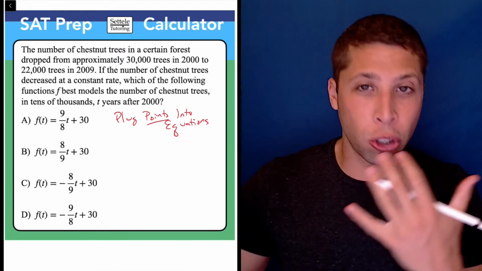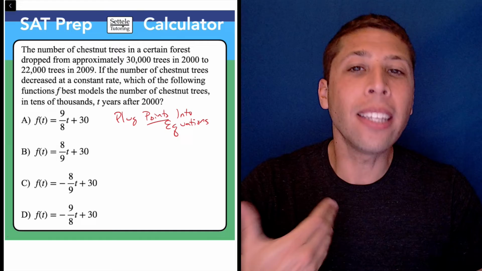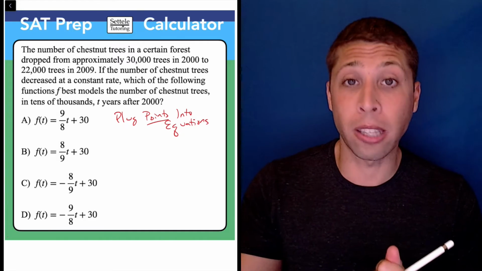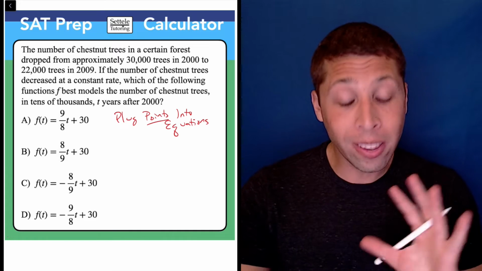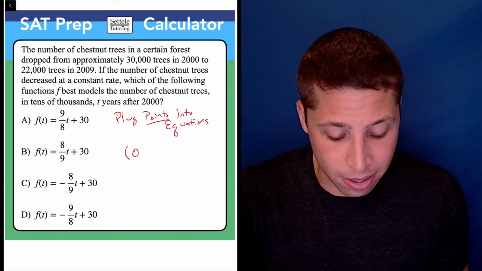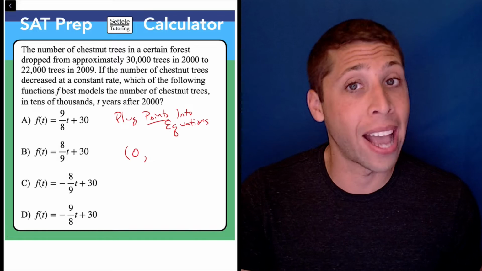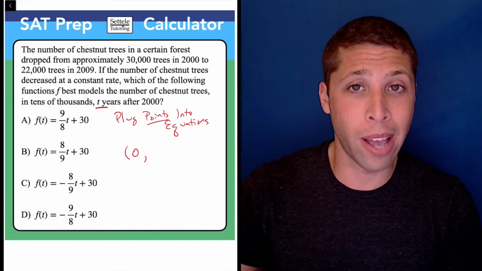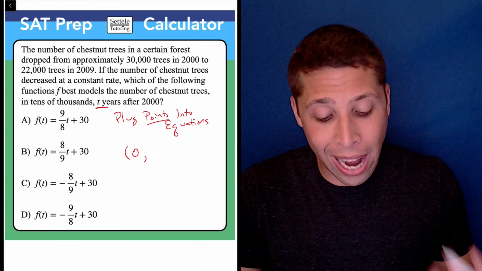Well, sometimes a story in its own way is kind of telling you points, and so you have to be able to pull the points out of the story so you can just plug them into the equations and test what's going on. So the easiest point to pick out in most cases is going to be your y-intercept, what happens when x is 0. So in this case, t years after 2000, well, that's just the year 2000 would be 0.